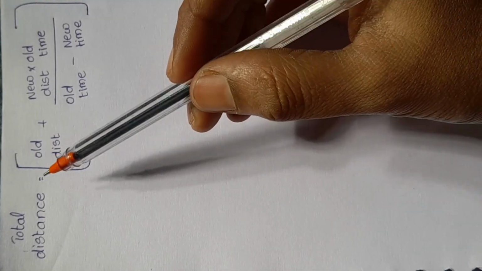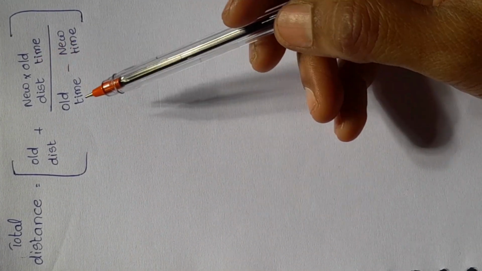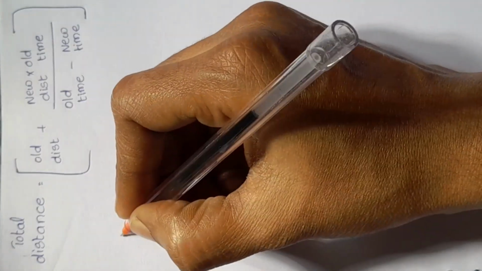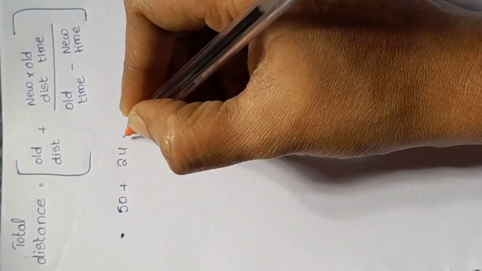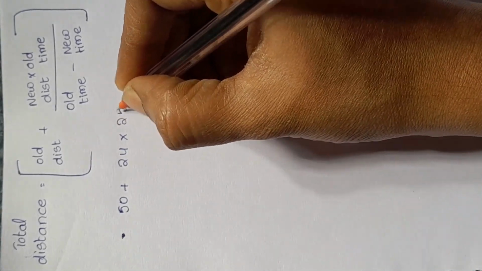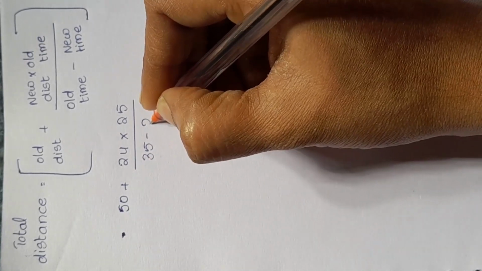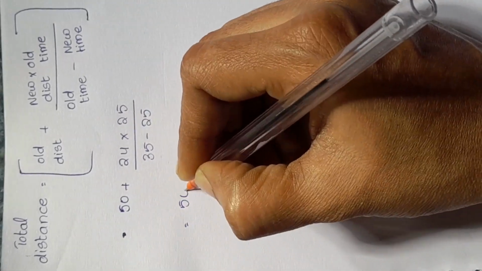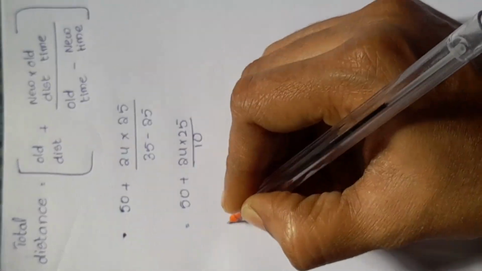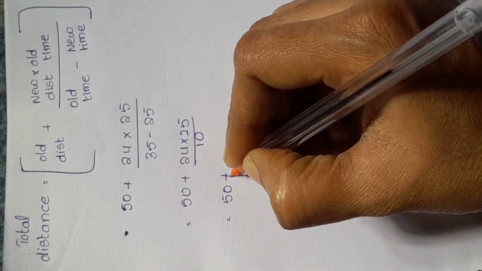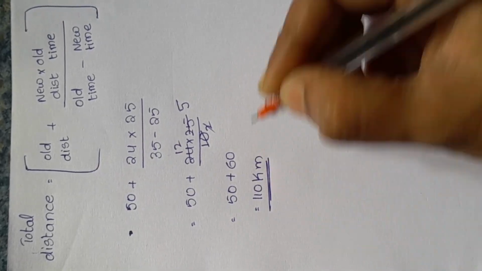Now the total distance covered by the train is, total distance is equal to old distance plus new distance into old time by old time minus new time. Now let us substitute the values. Old distance is 50 plus new distance 24 into old time, given as 25 minutes, by old time 35 minus new time 25. We get 50 plus 24 into 25 by 10. From this we get 50 plus 60. 50 plus 60 is equal to 110 kilometers.